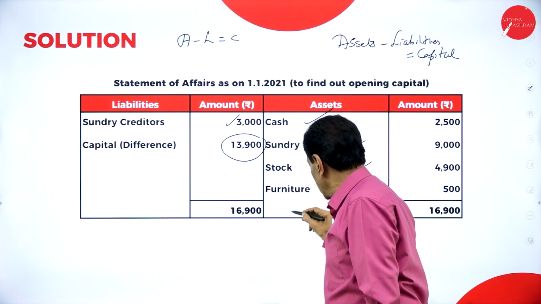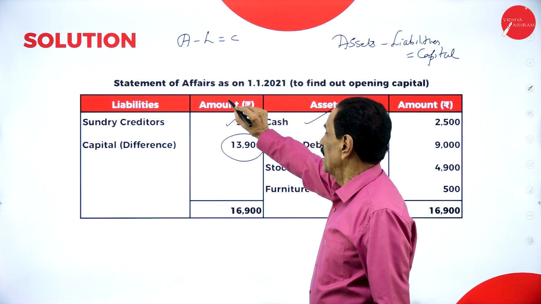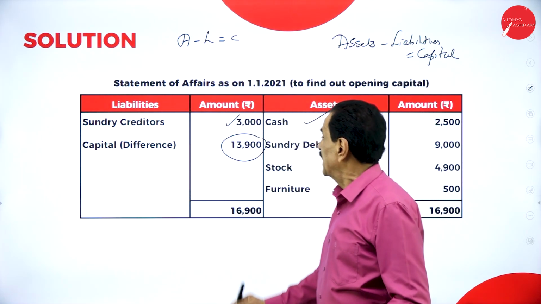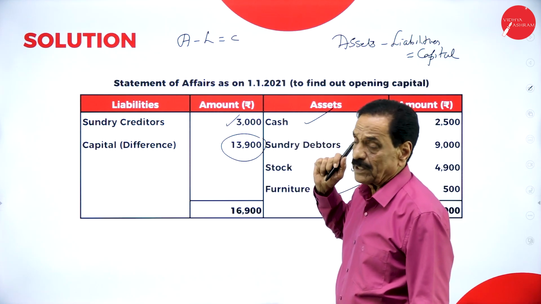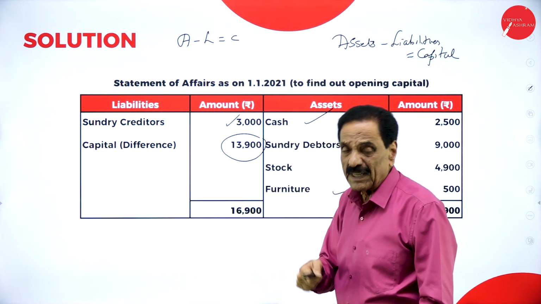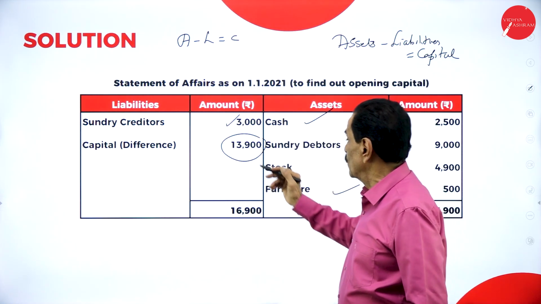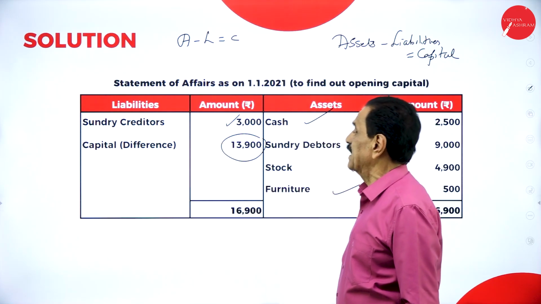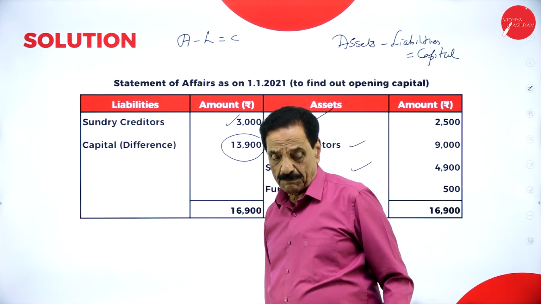So all assets on the opening balance group. So if you have prepared the balance sheet at the beginning of the year, it is called statement of affairs. If you prepare at the end of the year, it is called balance sheet. So all assets on the asset side, the creditor is a liability, difference is the capital.